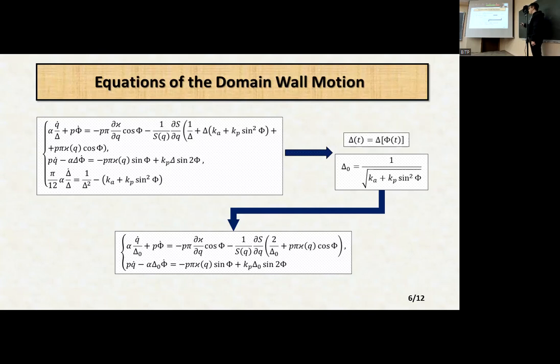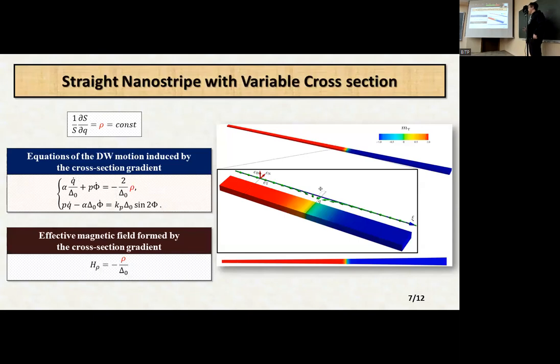Using the equilibrium value delta naught, we have simplified these equations of motion for three specific cases: a straight stripe, a stripe in the shape of a circle, and an Euler spiral. In all three cases, we assumed that the ratio between the gradient of the cross-sectional area to its value is constant. Here it will be described as rho. For the straight stripe, we have simplified the equations of motion.